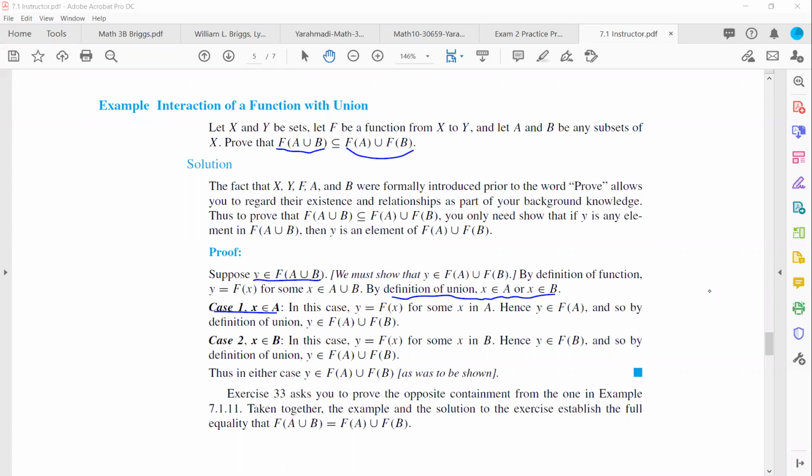Case 2: if x is in B, it means that there is an element x in B such that y is equal to f of x. That's the definition of our function, function f maps x to y. So y belongs to f of B, the same argument. Since y is a member of this set, f of B, y belongs to any other union. So using these two cases, we showed that y lands in the set on the right-hand side.